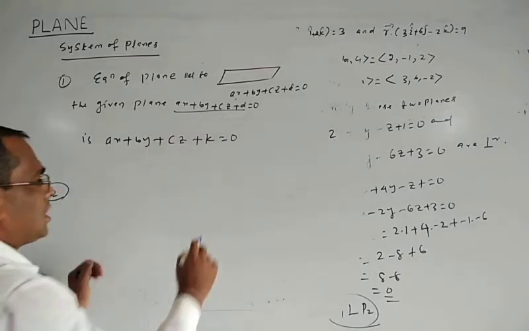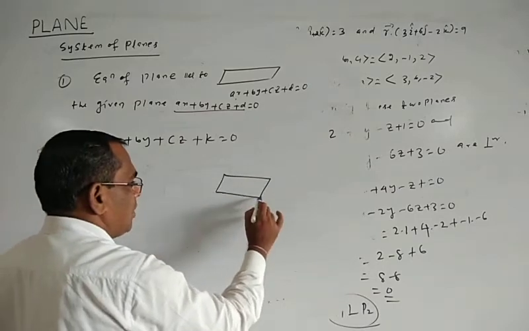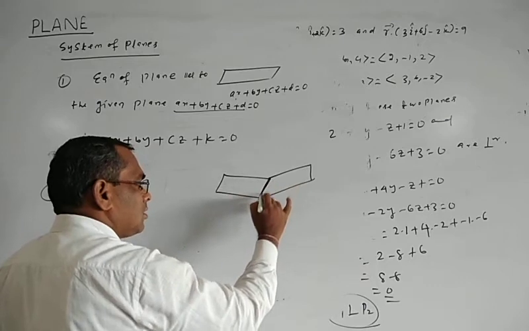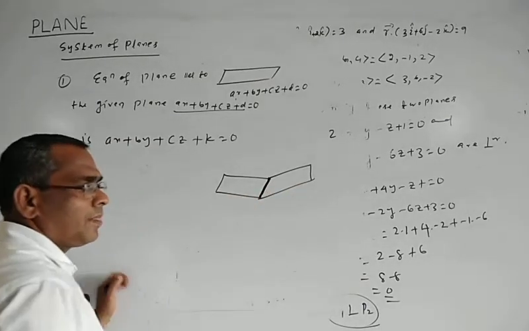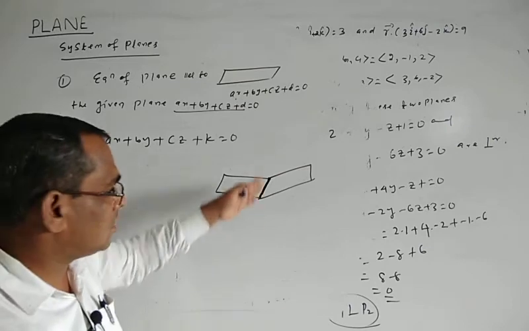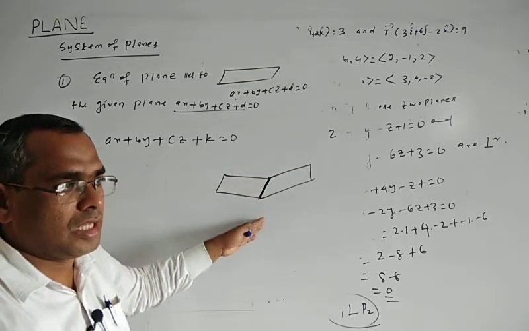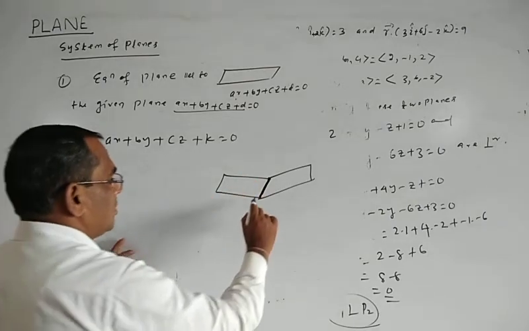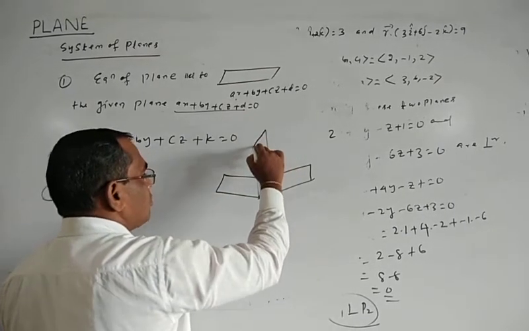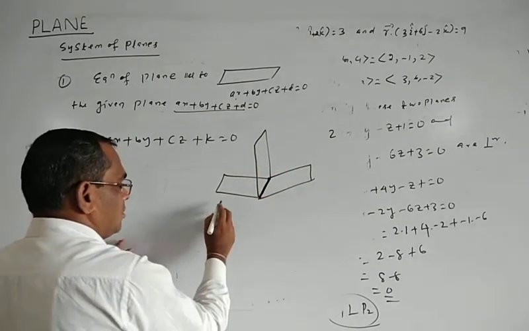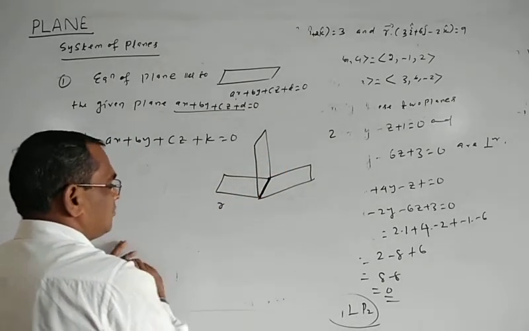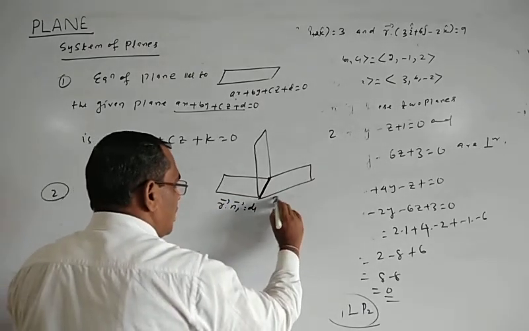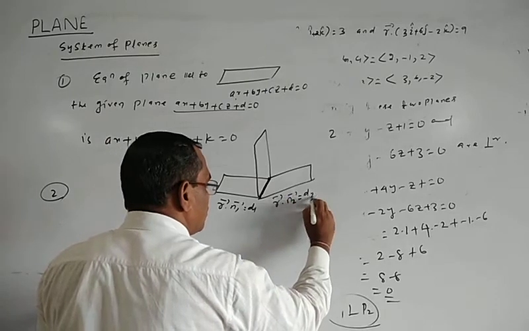Now if two planes intersect, then a line is formed. That line is contained in many planes. So the equation of the plane passing through the intersection of two planes: P1 is r vector dot N1 vector is equal to D1, and r vector dot N2 vector is equal to D2.